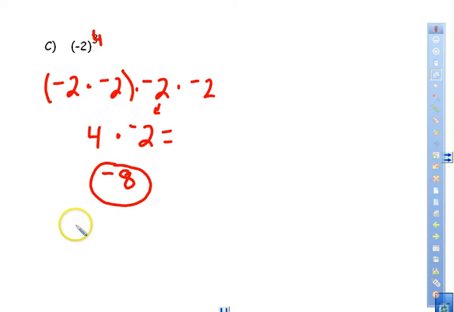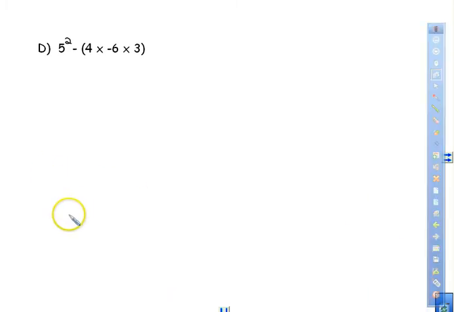Again, if you're not certain about that, the best way to do it is to work them out. So that was the answer to a negative 2 to the third power. And I'm going to let you go ahead and hit pause and solve this problem. So go ahead and do this.